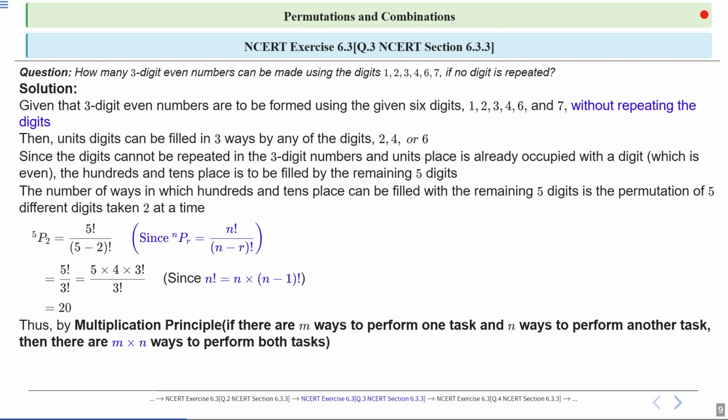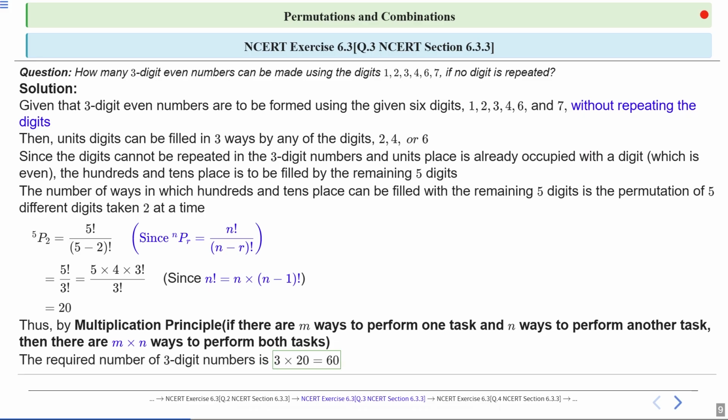Now remember the multiplication principle. It says that if there are m ways to do one task and n ways to do another task, then there are m into n ways to do both tasks together. So finally we use the multiplication principle and get the required number of 3-digit numbers, that is 3 into 20 equal to 60. So the final answer is 60.